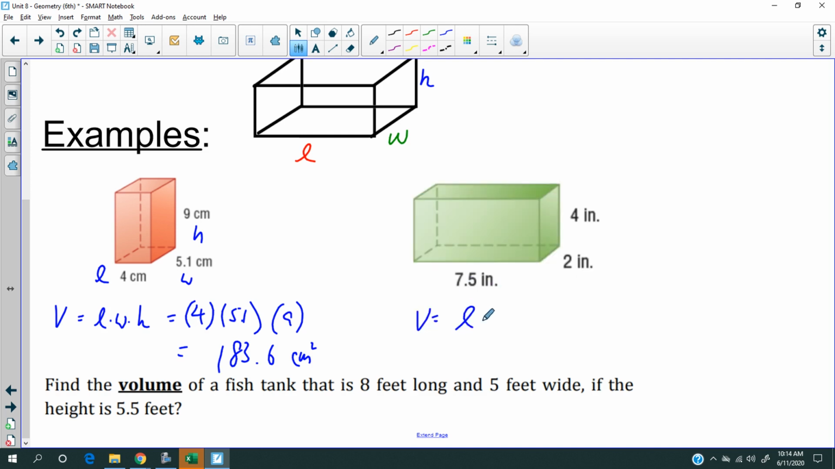And then, what's the next one? Again, length times width times height. What is that? 7.5 times 2 times 4. That's 60 inches squared. Okay, that's it. That's how you do these. Okay, let's do one last one.